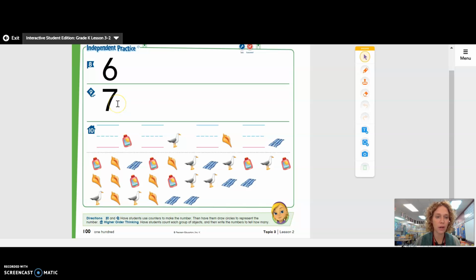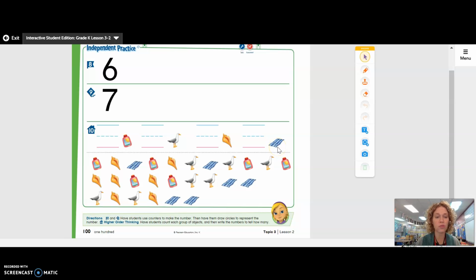Okay, right here is what number? Do you remember? 7. It's the number 7. So you need to show me 7 of something. You can make 7 circles. You can make 7 triangles. Make me something of 7. All right? Then, this is super fun. For number 10, you have to tell me how many sunblocks there are down here, how many seagulls, how many seashells, and how many blankets.